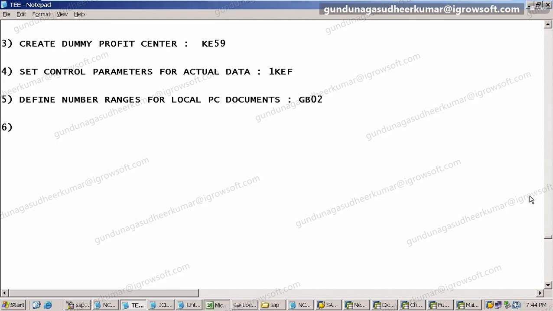Right, note down. Create Hyderabad Profit Center. Create Hyderabad Profit Center and activate. That is KE51, the T code. Okay, note down.